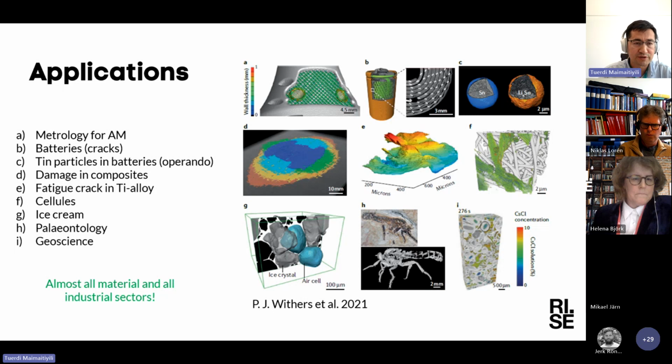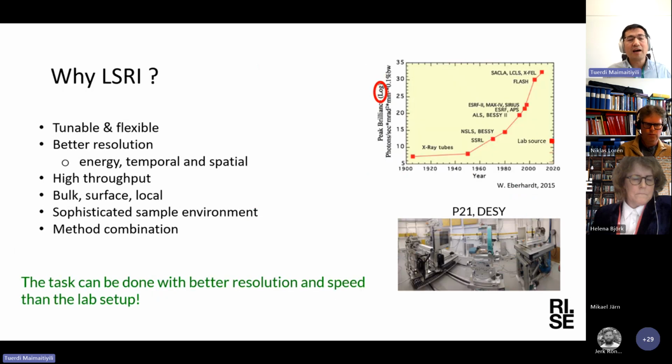So now the question is why we need LSRI. With the lab systems, we can already get nanometer resolution, but why do we need it? The simple answer lies in this diagram: when we look at the brilliance of the X-ray sources in comparison to the lab sources, it is immediately clear that at the large-scale facility we have so many X-rays for performing the experiments.